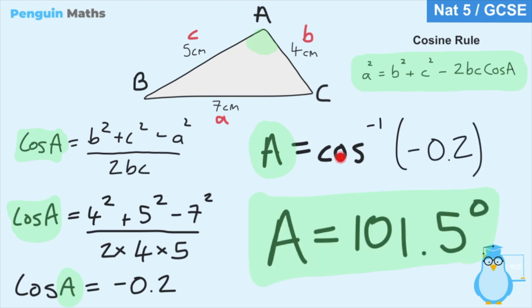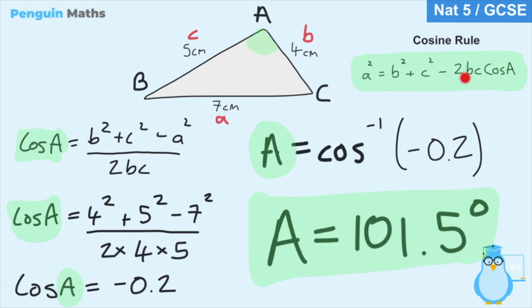And then finally, if we put this into our calculators, what we should get is an angle A equal to 101.5 degrees. So this question showed how we can use the cosine rule to calculate the angle within a triangle if we know the length of the three other sides.